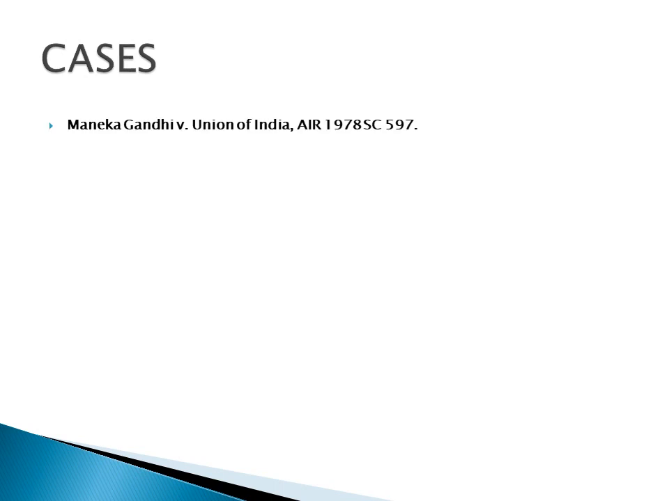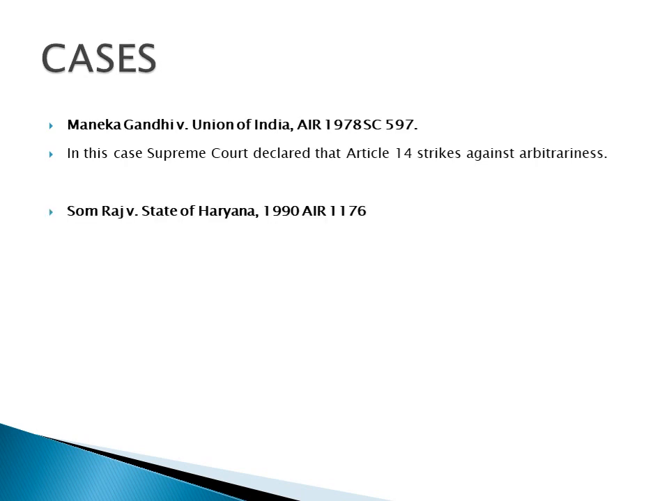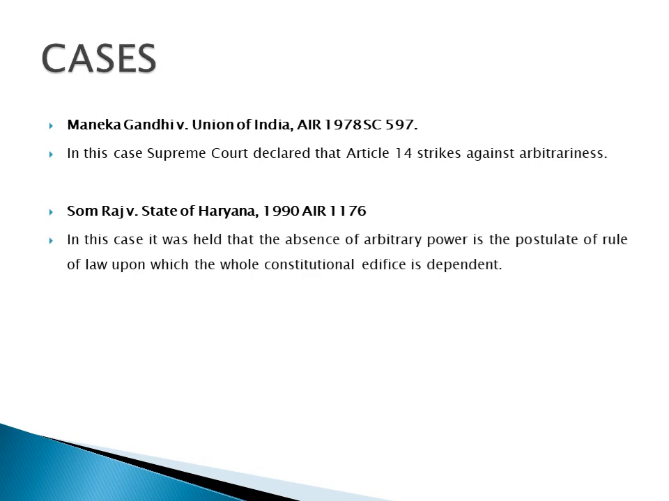In the case of Maneka Gandhi versus Union of India, the Supreme Court declared that Article 14 strikes against arbitrariness. Somraj versus State of Haryana. In this case, it was held that the absence of arbitrary power is the postulate of rule of law upon which the whole constitutional edifice is dependent.